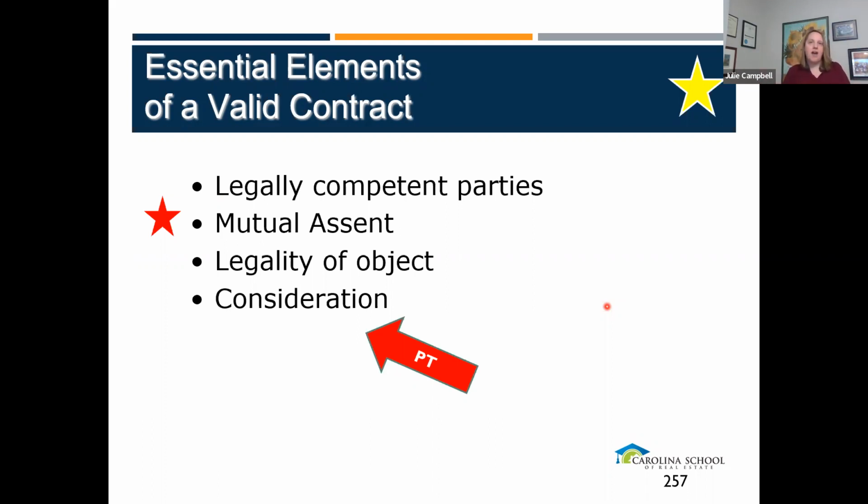The two parties have to agree to enter into a contract together. And usually how that happens, one party makes an offer to the other party. That other party considers it. Maybe they counter offer it. Eventually, both parties agree, mutual assent, to enter into the contract together. We're going to talk more about mutual assent in just a bit.